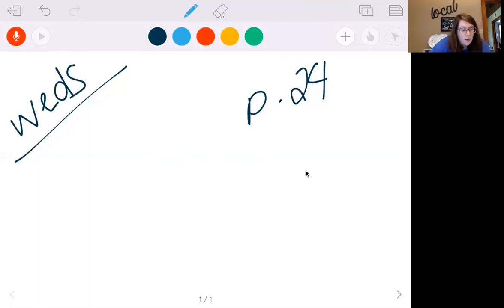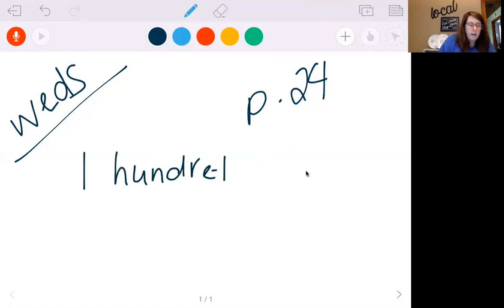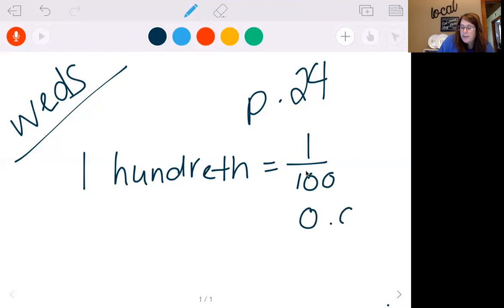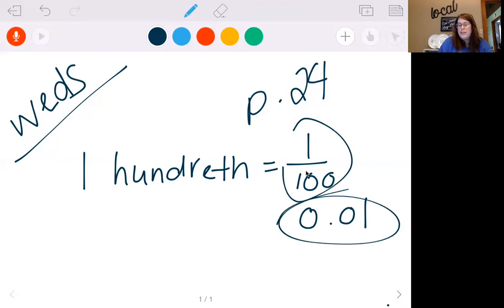So they say hundredth. If we were to write it out like this, it can also be written as 1 over 100 or 0.01. All of those things mean the same thing. They're all equivalent. A hundredth can be written as a fraction or as a decimal like this. So what we're going to focus on is the decimal form.